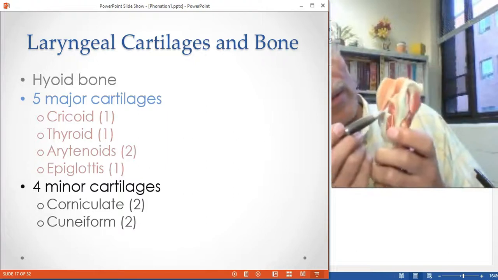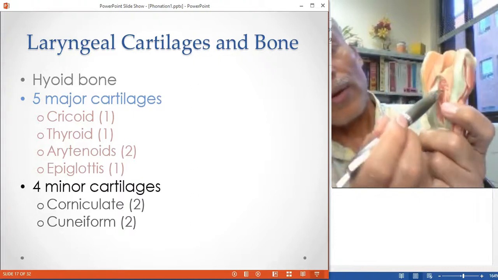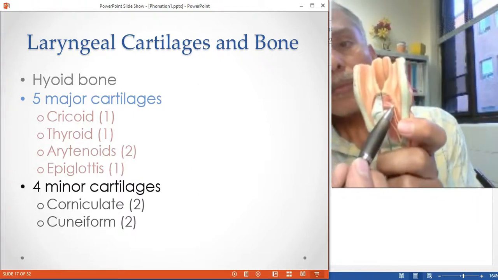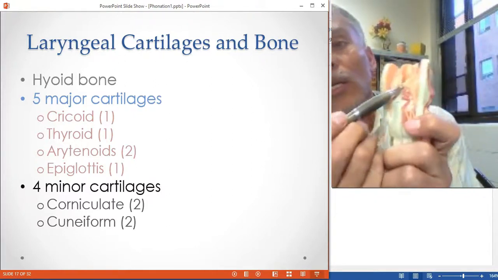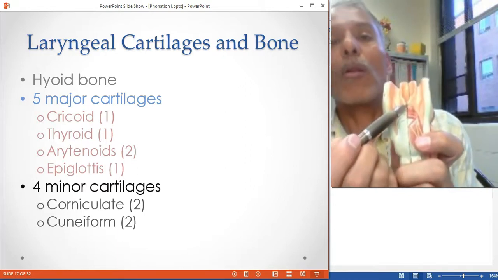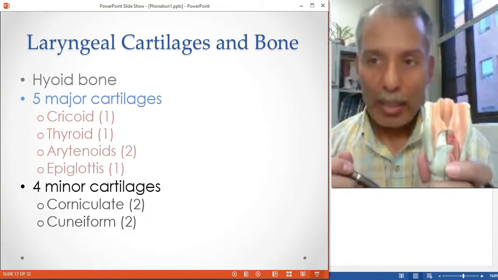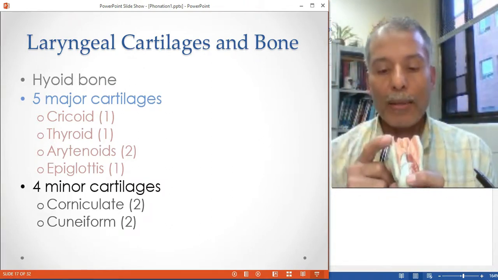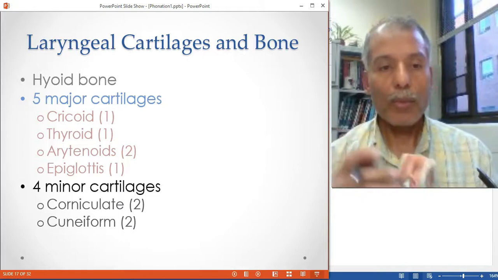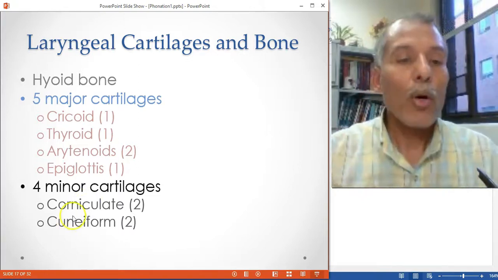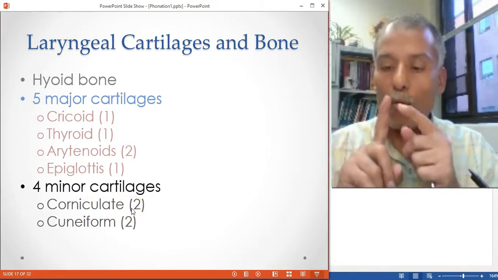So we have here the arytenoids. Here's one arytenoid, and there's the other arytenoid. On top of each arytenoid, there's a tiny cartilage looking like the kernel of a corn, and that is called corniculate because of that. It's very small, and it contributes to the tension somehow. It contributes to the vocal fold function. So two corniculate cartilages, each one sitting on top of one arytenoid.